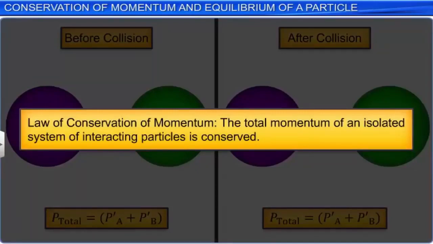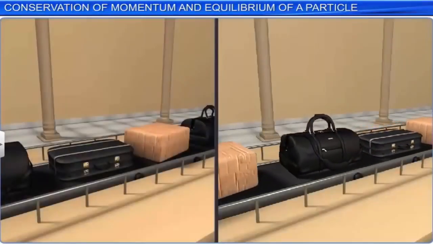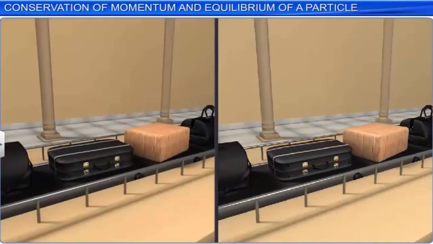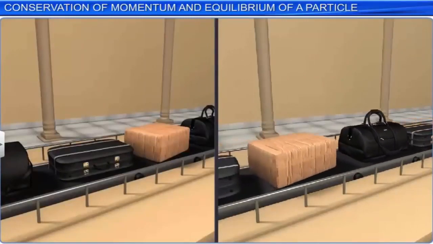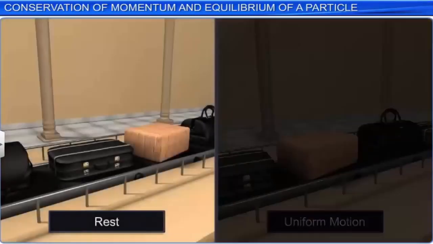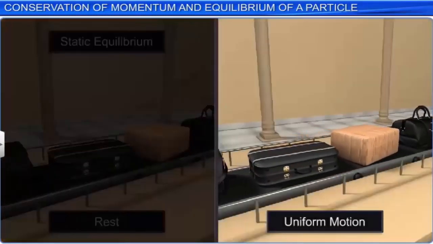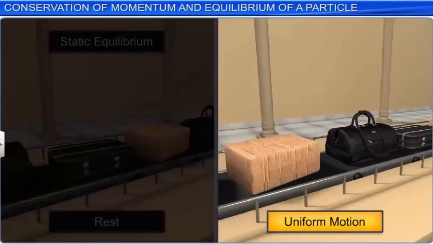Now let us look at the equilibrium of a particle. When the net external force acting on a particle is zero, the particle is said to be in equilibrium. Applying Newton's first law of motion to this situation, we can say that the particle is either at rest or in uniform motion. When the particle is at rest, we say that the particle is in static equilibrium. And when the body has uniform motion, we say that the particle is in dynamic equilibrium.